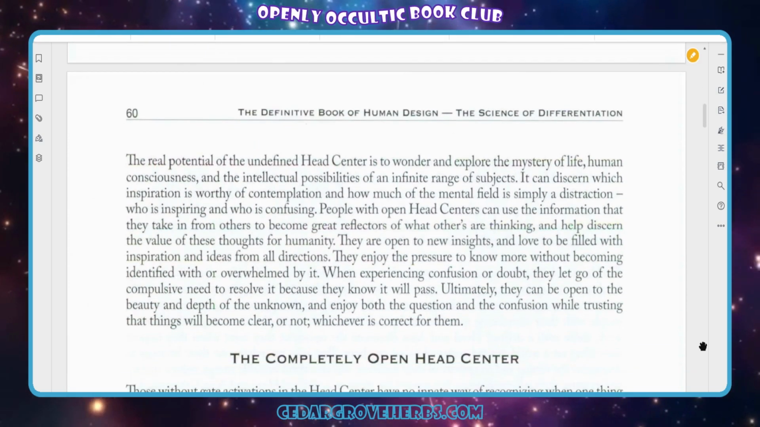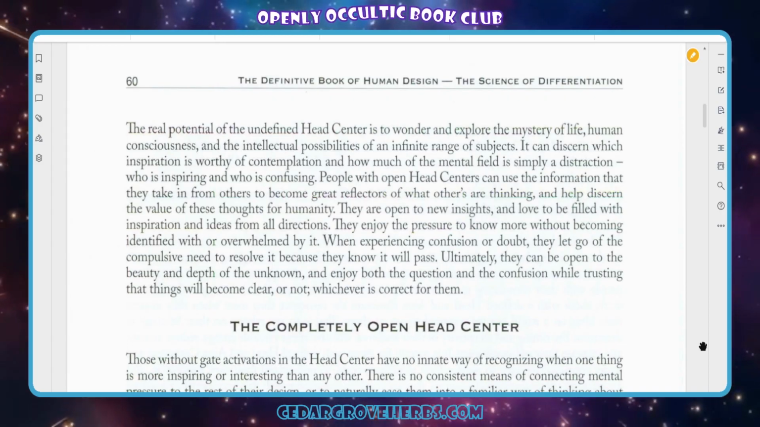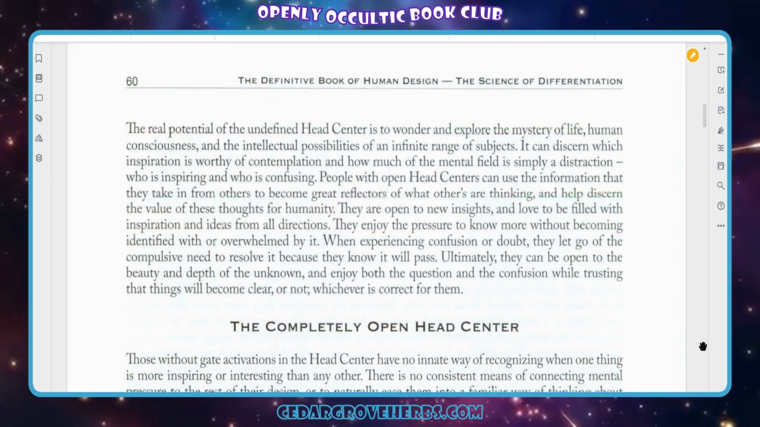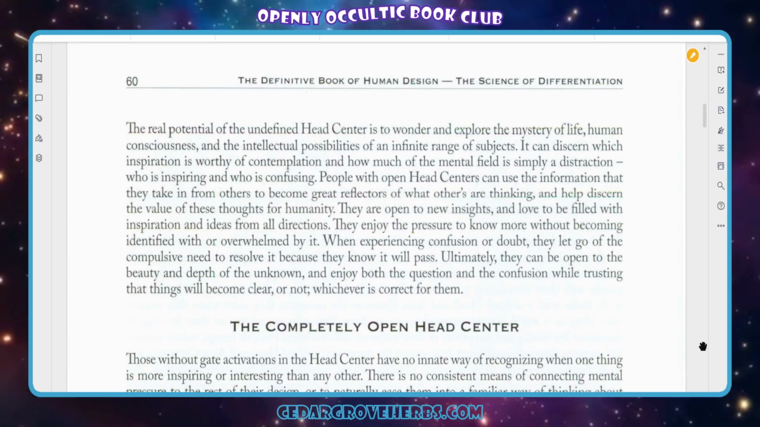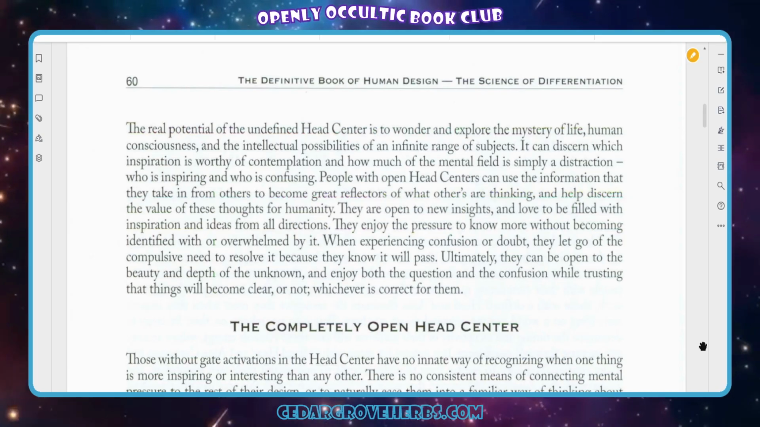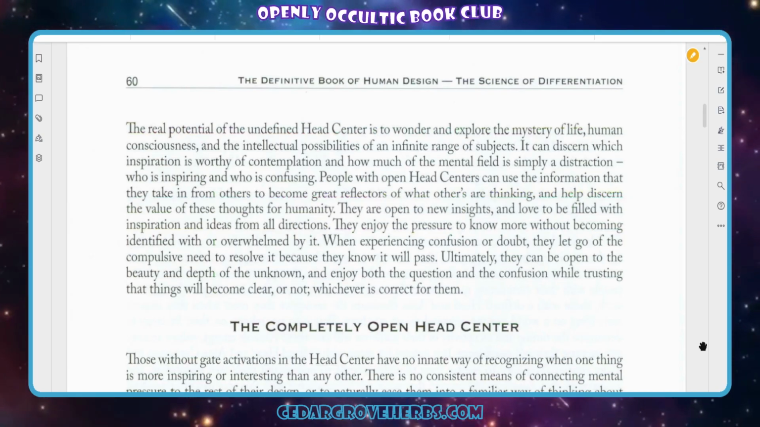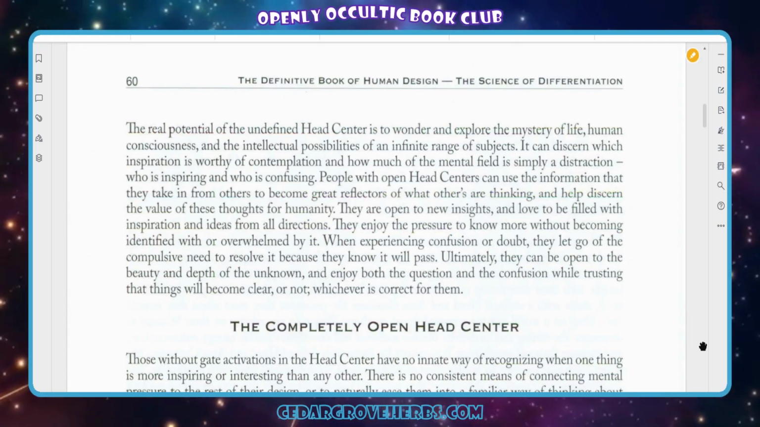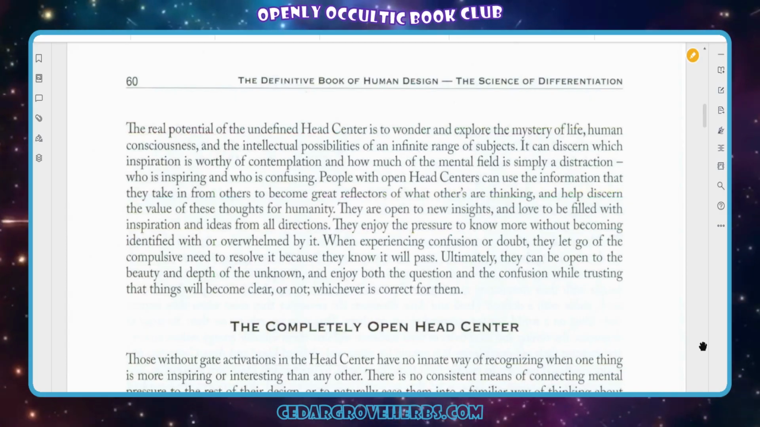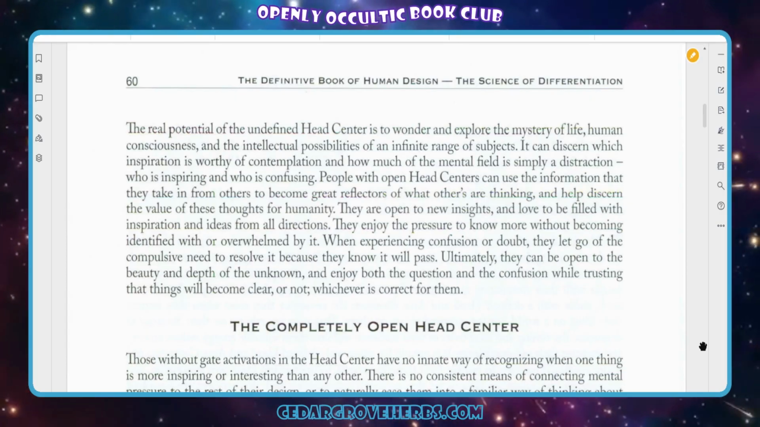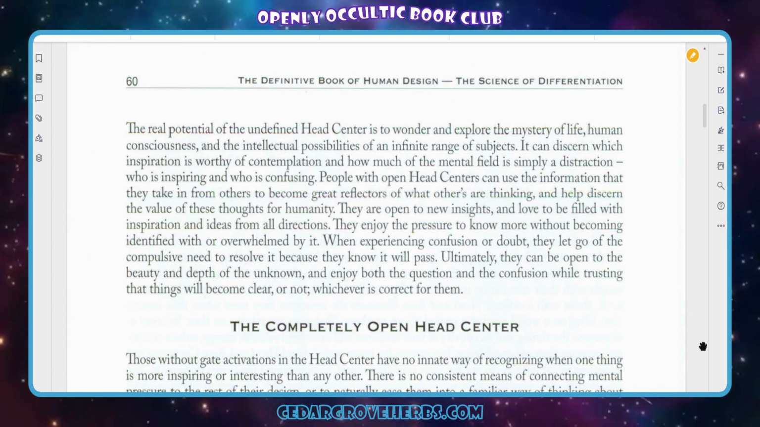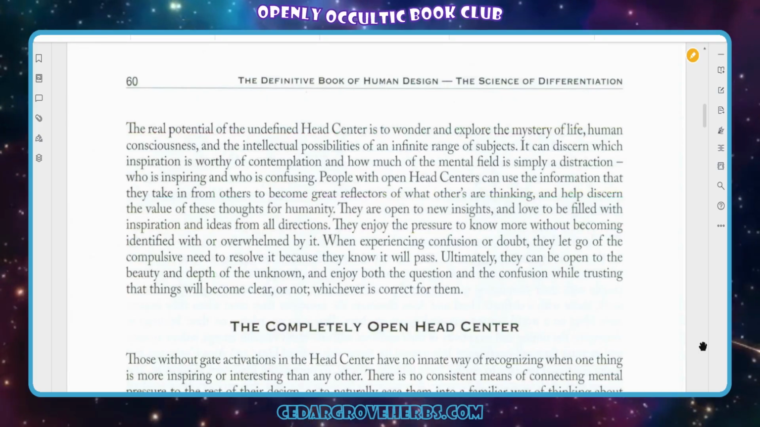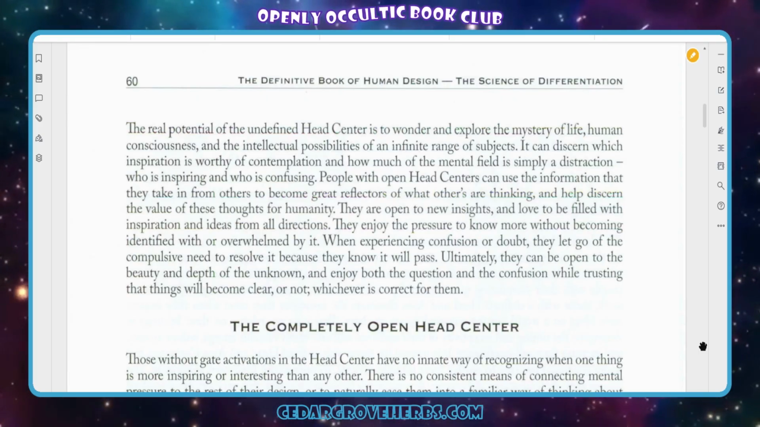The real potential of the undefined head center is to wonder and explore the mysteries of life, human consciousness, and the intellectual possibilities of an infinite range of subjects. It can discern which inspiration is worthy of contemplation and how much of the mental field is simply a distraction, who is inspiring, and who is confusing. People with open head centers can use the information that they take in from others to become great reflectors of what others are thinking and help discern the value of those thoughts for humanity.